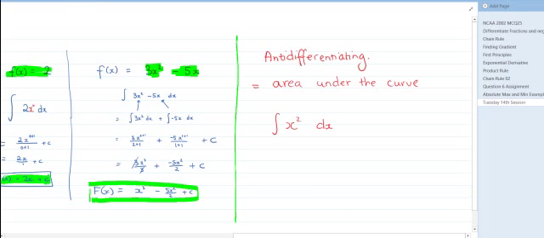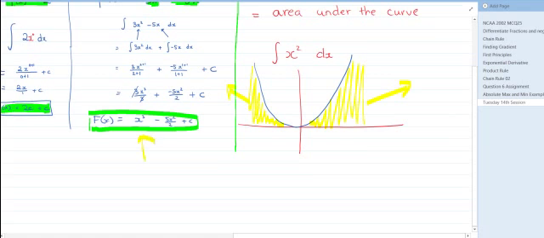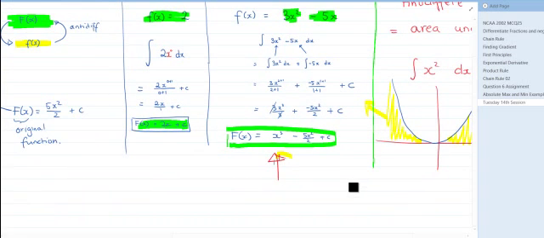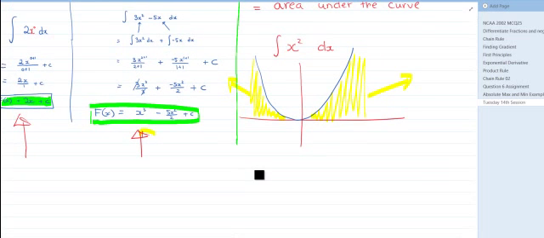This just simply means if this is my graph and this is x squared, I'm just looking for the area under the curve like that, and it goes on to infinity in both directions. So when you're antidifferentiating, each one of these functions that you've antidifferentiated, 1, 2, and 3, these are just functions to find out your area. They're just area functions.